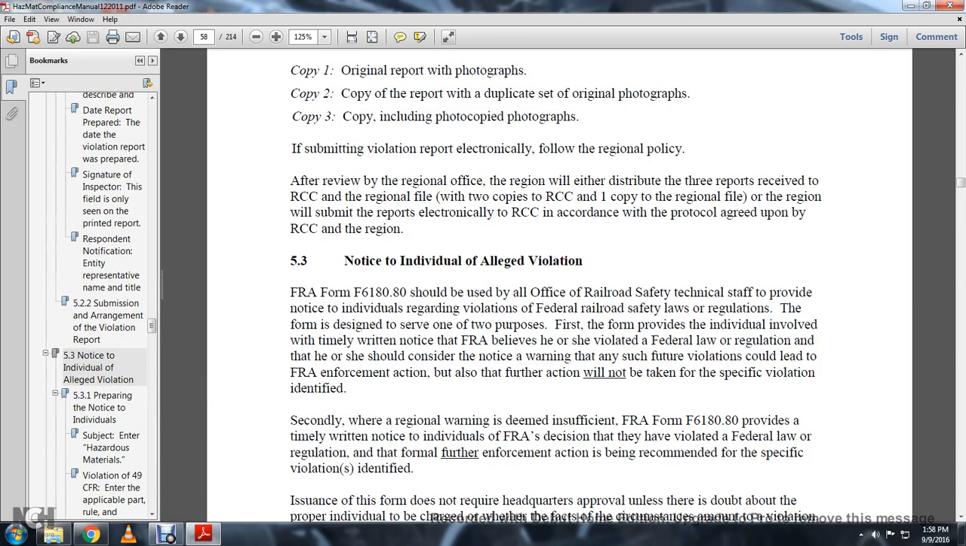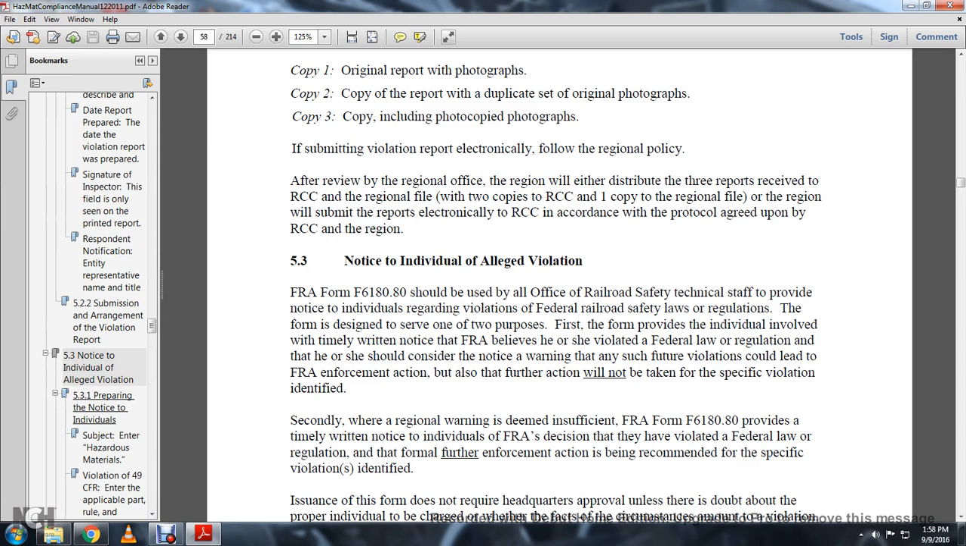All right. 5.3 Notice of individual alleged violation. Form FRA 6180-96 should be used by all Office of Railroad Safety technical staff who provide an individual with a notice regarding the violation of the federal railroad safety laws and regulations.